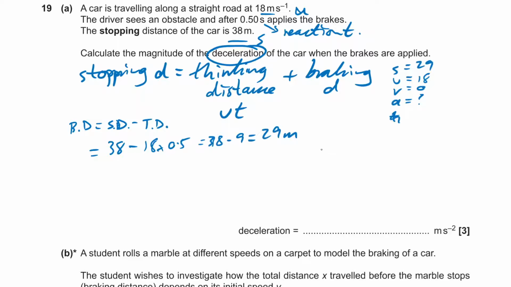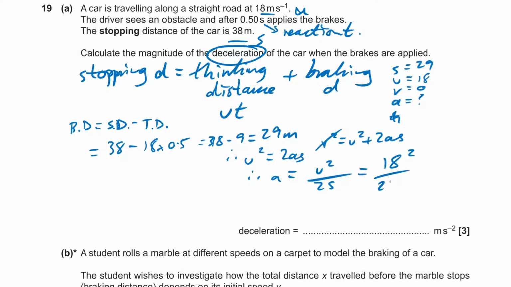So therefore we can use V squared equals U squared plus 2AS. V squared disappears, so we can say basically 0 is equal to U squared plus 2AS. Yes, there's a minus in there, but it doesn't matter, we're just going to end up with a minus instead of plus at the end. Therefore, acceleration is equal to U squared divided by 2 lots of the distance. So that's 18 squared divided by 2 times 29, and that gives us 5.59 meters per second squared. So we're going to say that's 5.6 because our data was given to 2 sig figs.